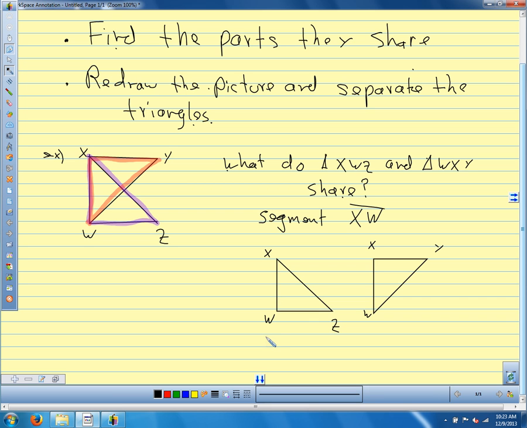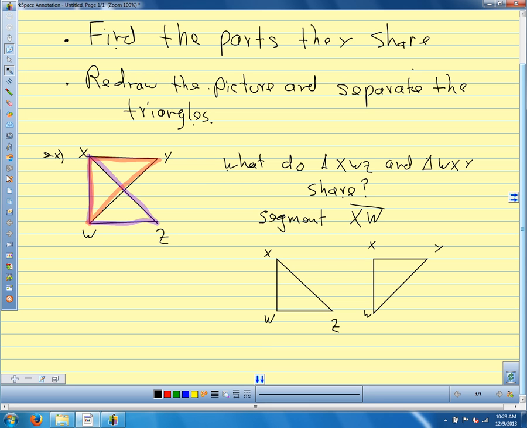So that's really the big picture in overlapping triangles: find the parts that they have in common. It can be helpful to draw two separate triangles to help you visualize what's going on here. So questions on that example?